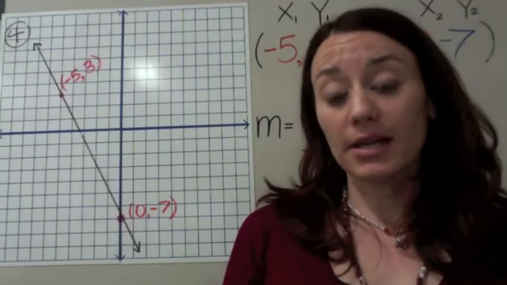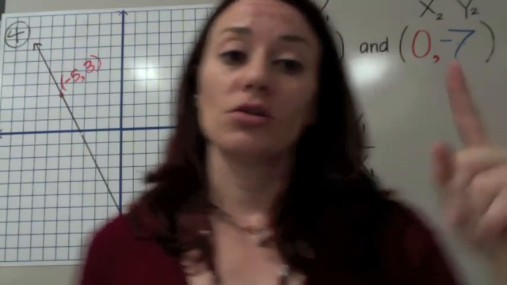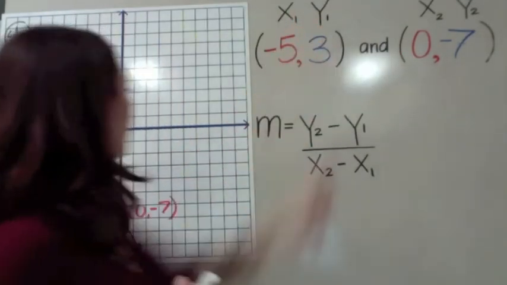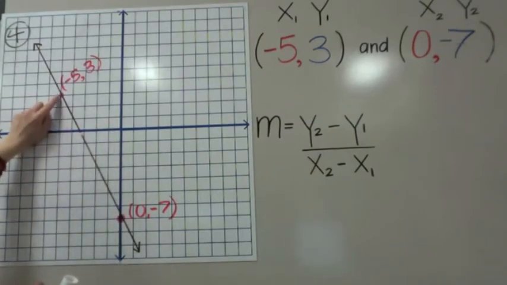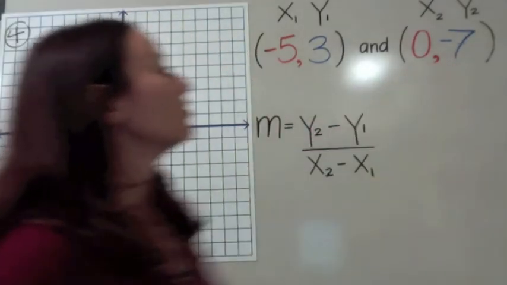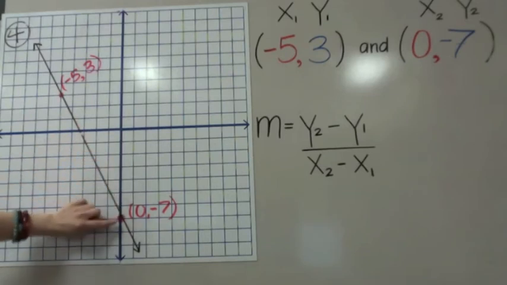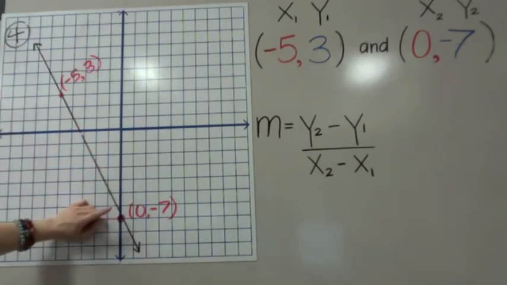Now let's look at our last example. You're given 2 points and you're asked to calculate the slope. So the first point is negative 5, 3, which is x1, y1. Negative 5, 1, 2, 3, negative 5 up 3, which is right here. And then 0, negative 7. So you're starting at 0, going down 1, 2, 3, 4, 5, 6, 7. So this is the y-intercept, okay?